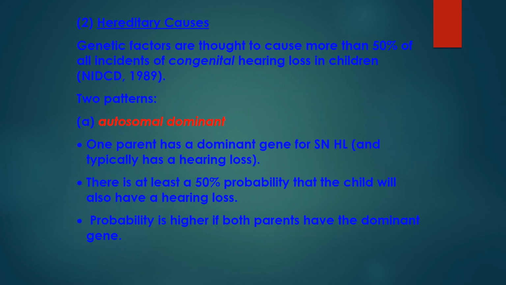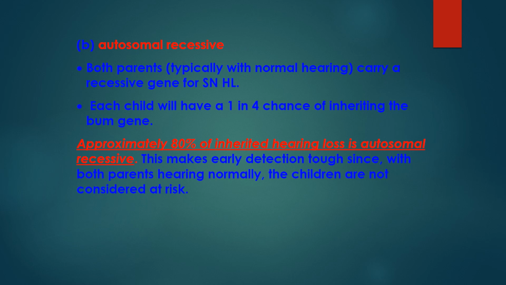Hereditary causes: genetic factors are thought to cause more than 50% of all incidents of congenital hearing loss in children. Two patterns. Autosomal dominant: one parent has a dominant gene for sensory neural hearing loss, and there is at least 50% probability that the child will also have hearing loss. The probability is higher if both parents have dominant genes. Autosomal recessive: both parents typically have normal hearing, carry a recessive gene, and each child will have a 1 in 4 chance of inheriting the gene. Approximately 80% of inherited hearing loss is autosomal recessive. This makes early detection tough since both the parents' hearing is normal and the children are not considered at risk.